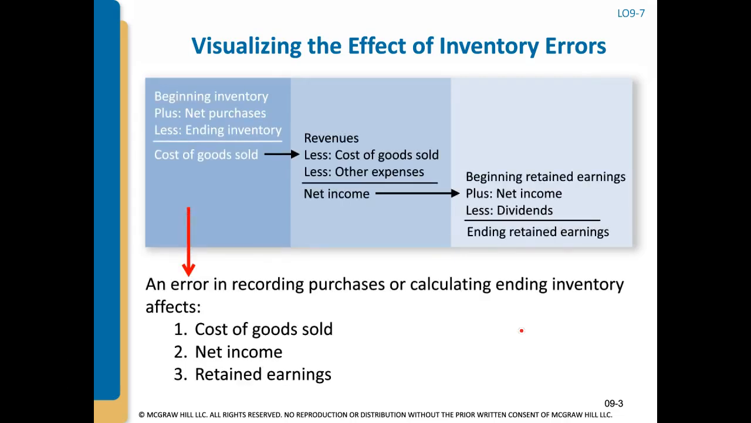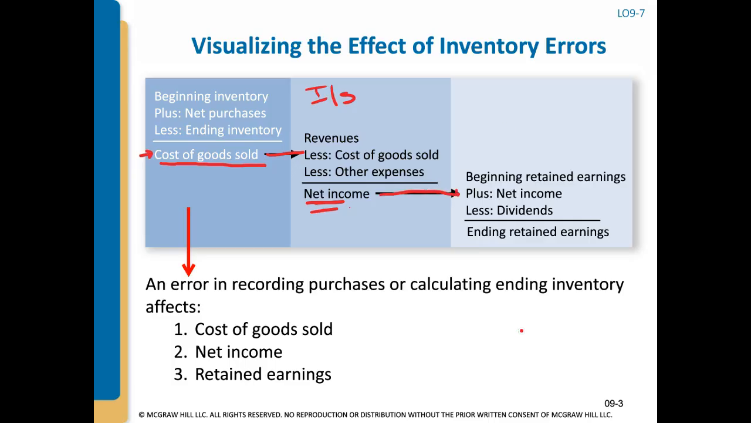This slide, I think, is a nice visualization of the effects of inventory errors. If you look at your formula for cost of goods sold, beginning inventory plus net purchases less ending inventory gets you to cost of goods sold. Then your cost of goods sold goes into your net income, because your income statement is your revenues minus your cost of goods sold minus other expenses, which gets you to your net income. So if your cost of goods sold is wrong, your net income is going to be wrong as well.